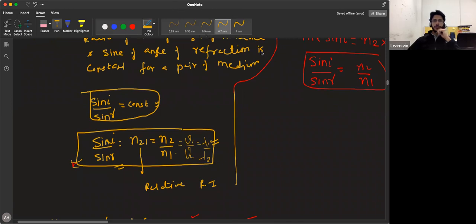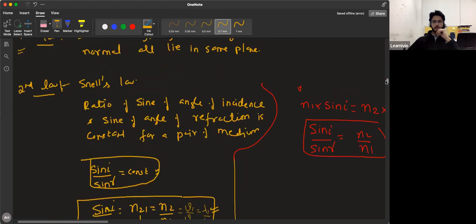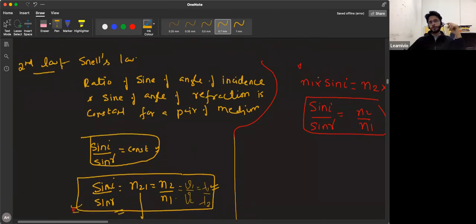The incident medium and the refracted medium. N1 is the incident medium, the medium in which you have the incident ray. And N2 is the second medium, where you have the refracted ray.